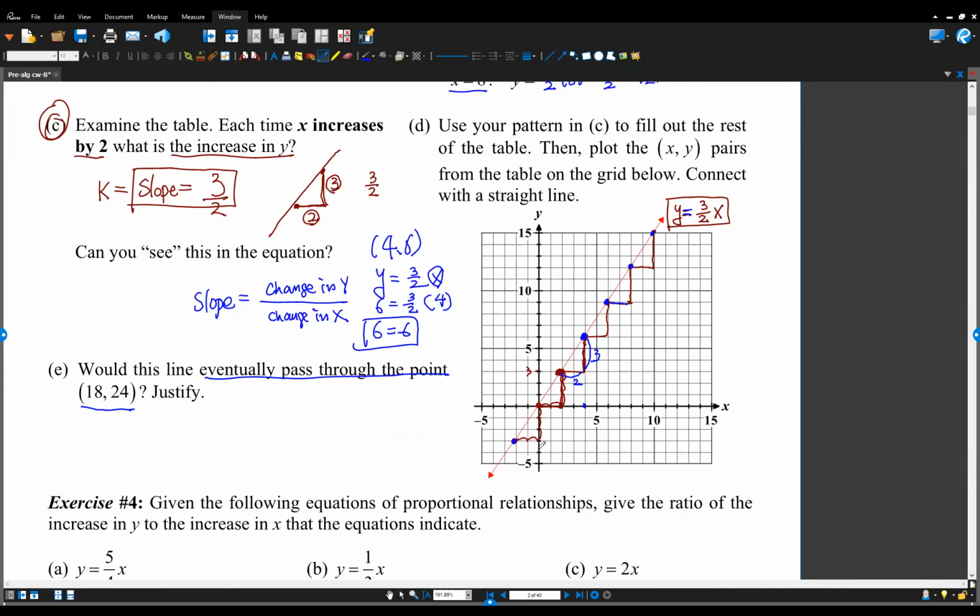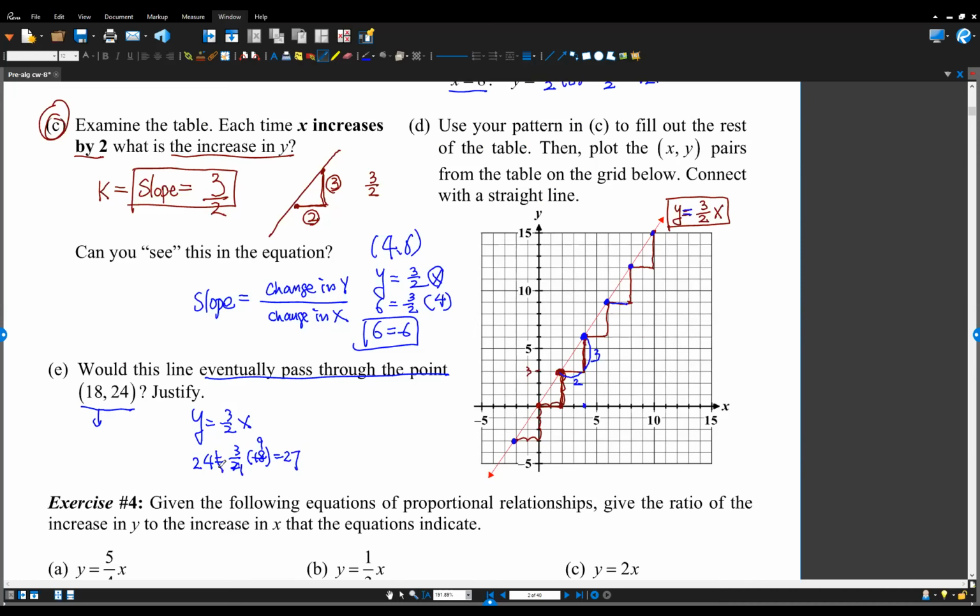Now, how to check this one? Put this number into the equation again. y equals 3 over 2 x. If they are equal, this point should be on this line, or the line passes through this point. Okay, when x is 18, y is 24. Is 24 equal to 3 over 2 times 18? Check it out. 18 divided by 2 is 9. So 3 times 9 is 27. 27 does not equal 24.